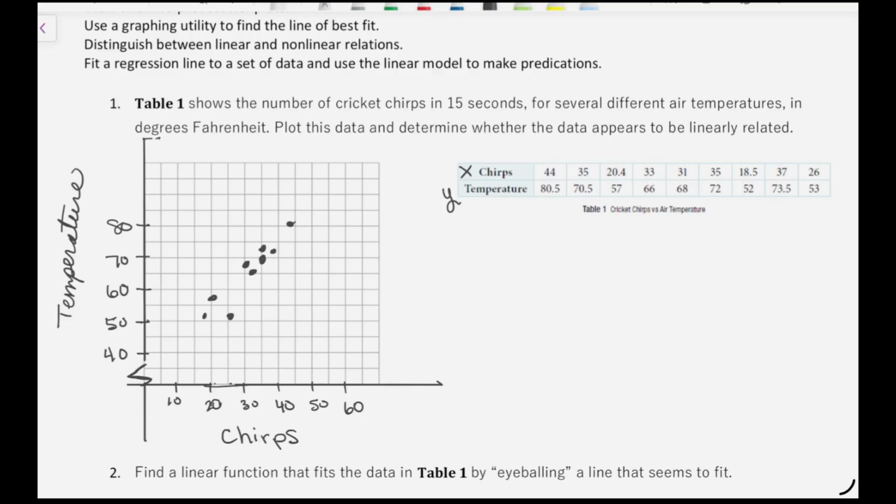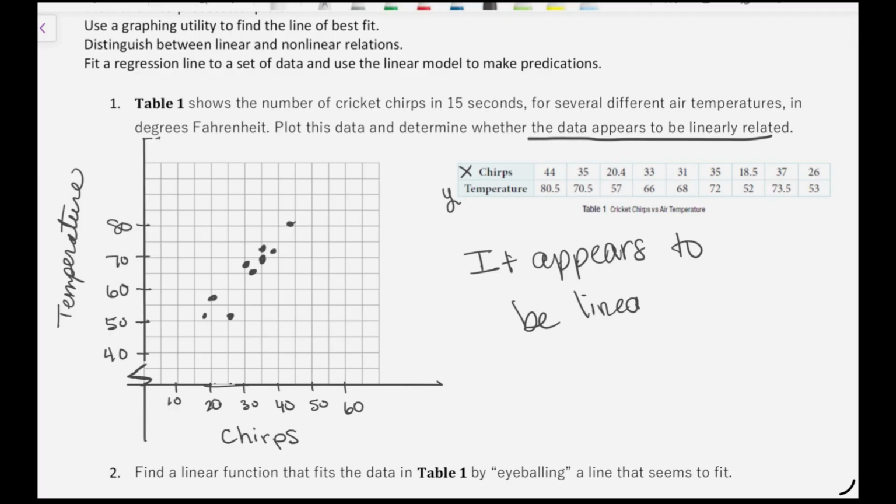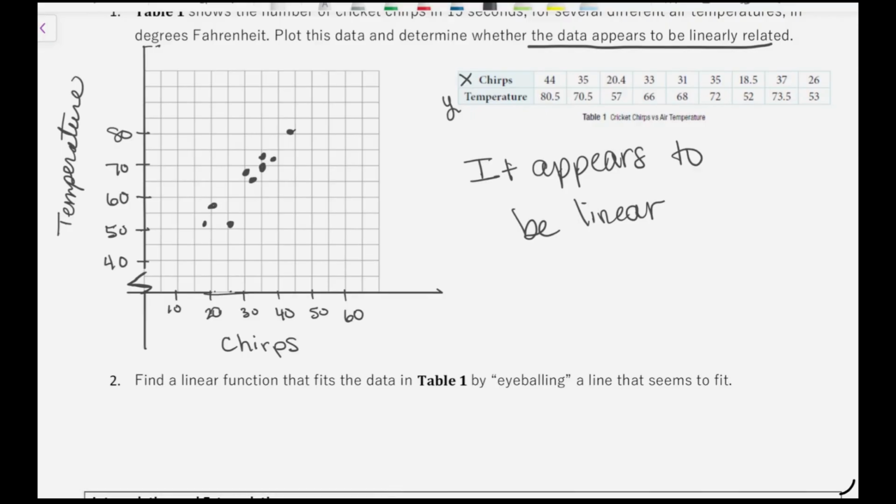Here I have it plotted, and determine whether the data appears to be linear. And yes, it appears to be linear. Okay, and now number 2, find a linear function that fits the data by eyeballing a line that seems to fit. So I'm going to use that eyeballed.